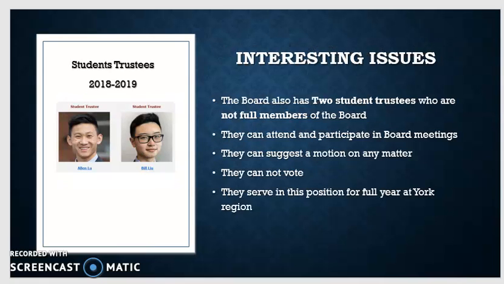The interesting issue that I didn't know before going to this meeting is that there are 2 student trustees at the board meeting. They are not full members of the board, but they can attend and participate in board meetings and any committee meetings. They can suggest a motion on any matter before the board, but they cannot vote. They can request a vote, but the board will take the second vote with 12 trustees. The Vice Chair has a mentorship role for them. They serve in this position for a full year at York Region.